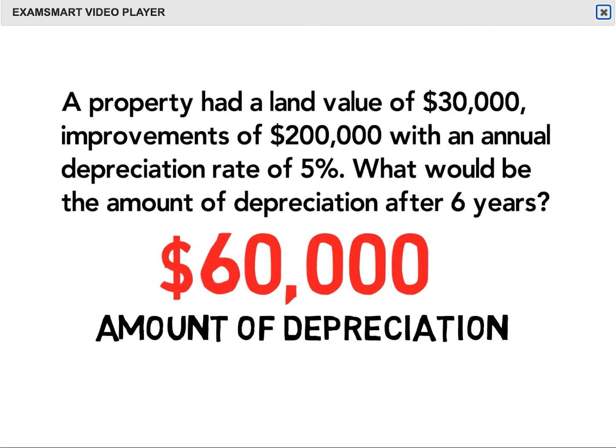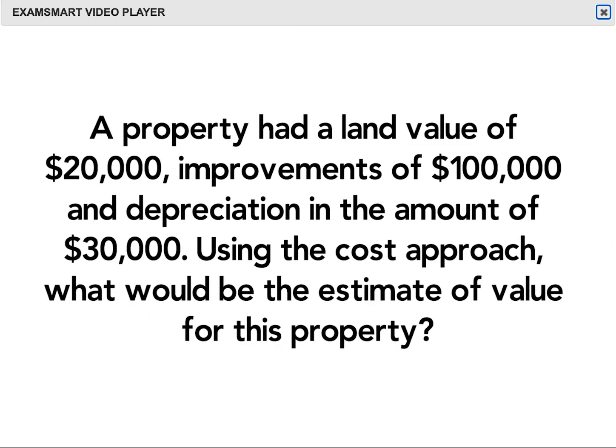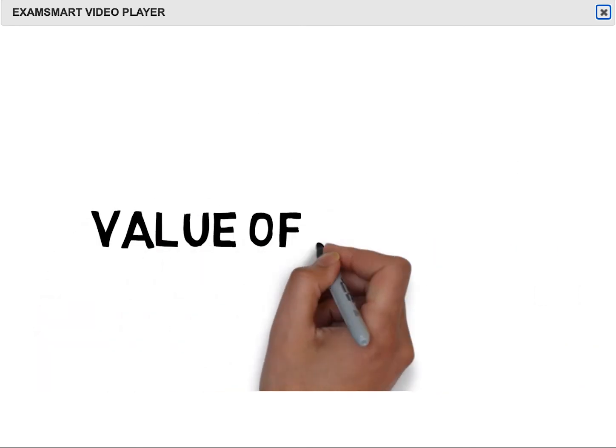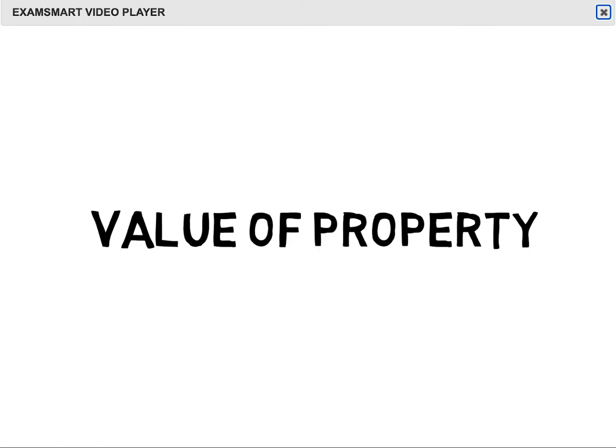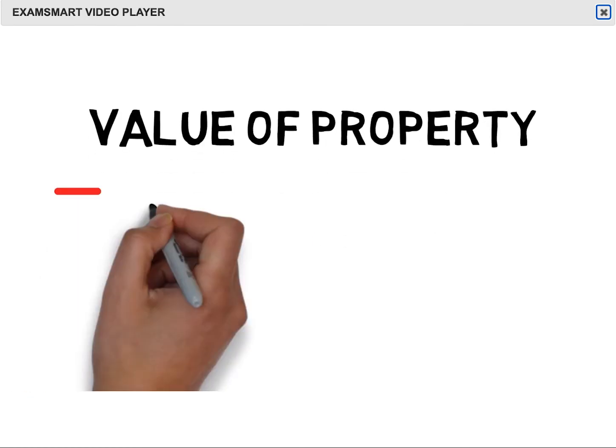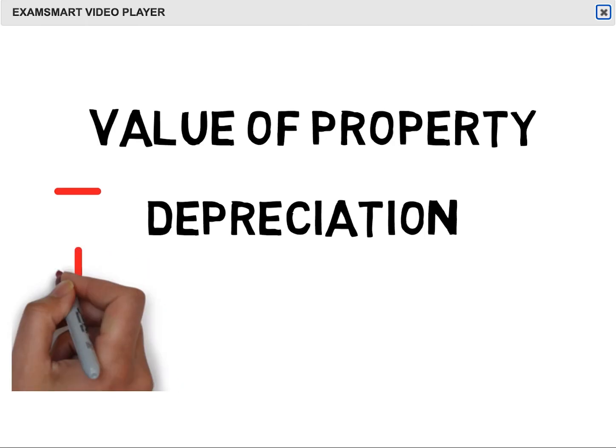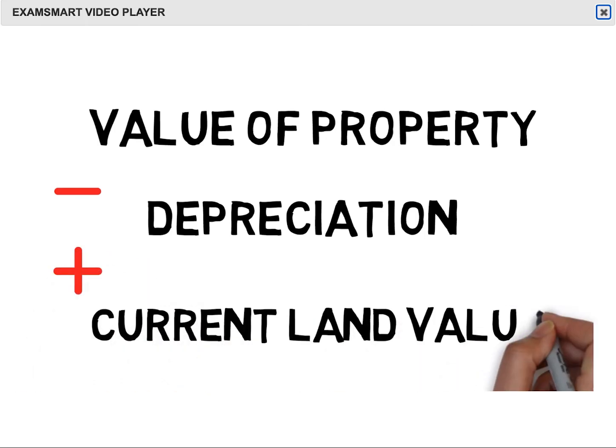A problem might say that a property had a land value of $20,000, improvements of $100,000, and depreciation in the amount of $30,000. Using the cost approach to value, what would be the estimate of value for this property? With the cost approach, we take the value of property as if new, then step 2 we subtract for depreciation, and then step 3 we add in the current land value, because recall, land never depreciates.